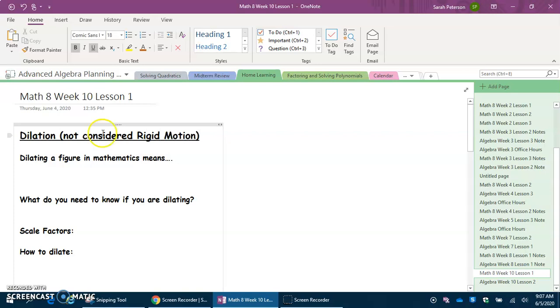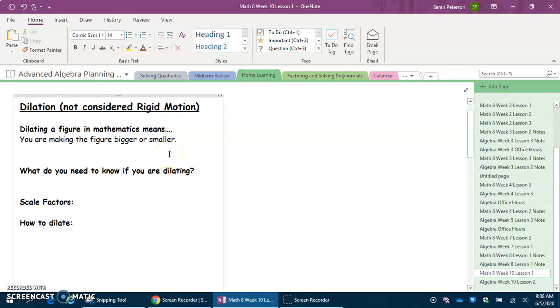So anytime you dilate a figure in mathematics, it means you are making the figure bigger or smaller. Or you could say larger, smaller, or any synonyms for that. But dilating basically just means I'm going to take the original figure, I'm going to either make it bigger, I'm going to make it smaller. I always think about going to the eye doctors, they dilate your eyes, they make your pupils really big. So that's just kind of the same thing.